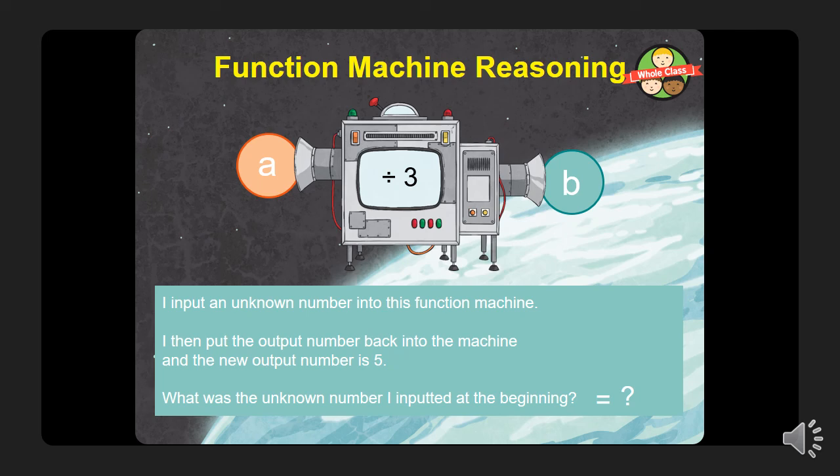Then that 15 was our input the second time, but we need to go back around again to work out how much it was initially. So we put that 15 back into our function machine and we multiply it by 3. What is 15 multiplied by 3? Fantastic! It's 45. So the unknown number at the beginning was 45. Well done if you managed to get that one.